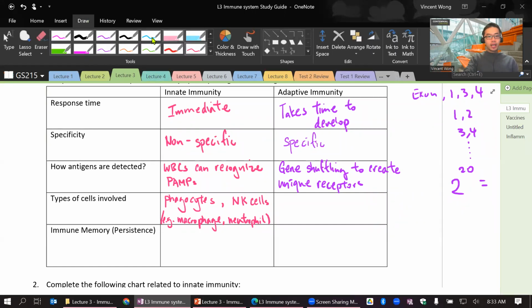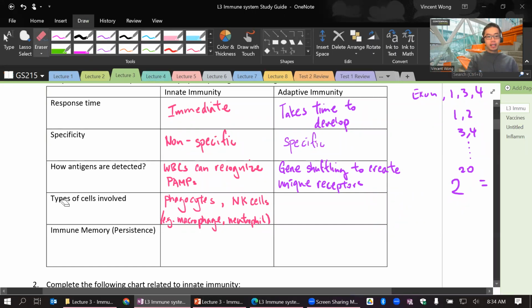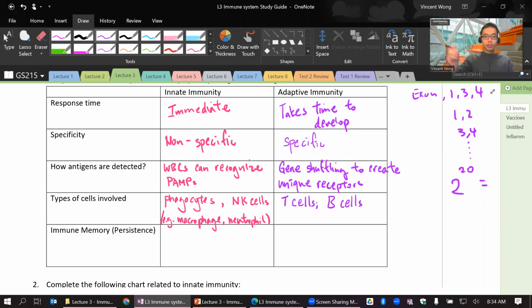On the other hand, we have adaptive immunity, and the types of cells that are involved are T cells. And as we will learn today, there are different types of T cells, as well as B cells. In Unit 2, Lecture 2, we talked about how T cells are responsible for coordinating the immune response, telling other cells what to do, and the B cells are responsible for producing antibodies.